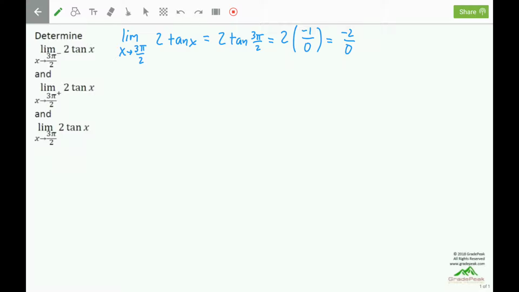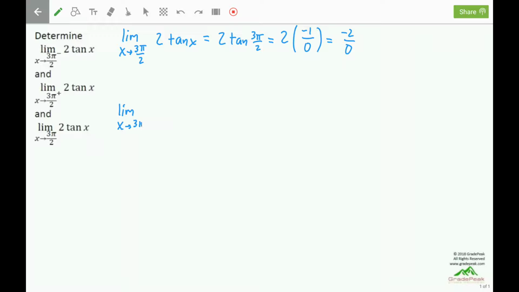The 0 in the denominator is not actually a 0, since x is only approaching 3 pi over 2 here. It's not reaching 3 pi over 2. But a limit result of a non-zero number divided by 0 is equal to positive infinity or negative infinity, where the sign of the infinity often depends on the side the limit approaches from. We therefore have to work out each of the one-sided limits separately.